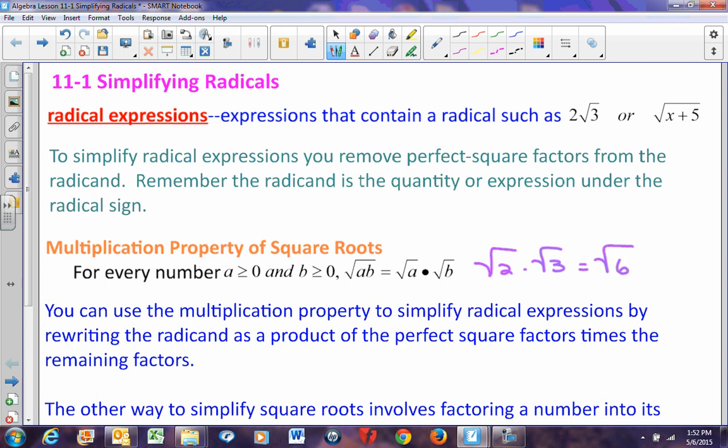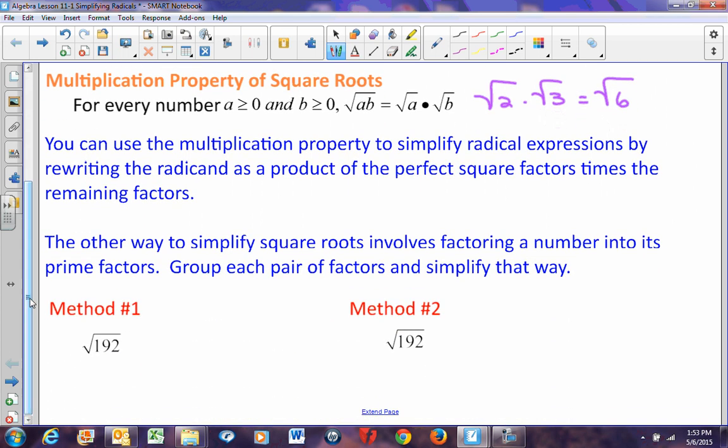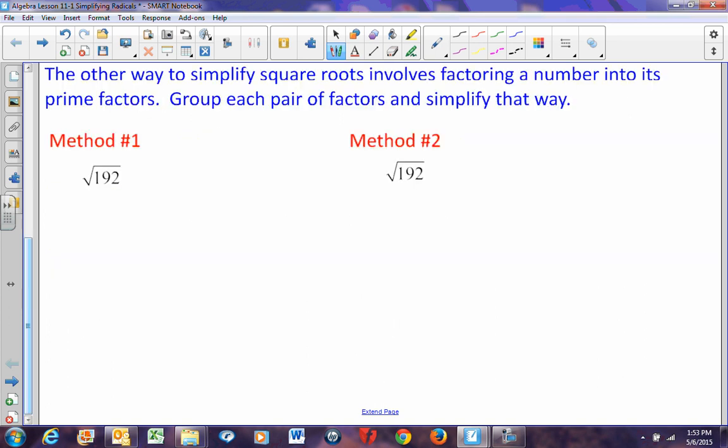So, you can use this property to simplify radical expressions by rewriting the radicand as a product of the perfect square factors times its remaining factors. Okay? There are two ways to do this. Pretty much, I use only one way because it's a lot easier for you. I will teach both ways, and if you're good at figuring it out, that's great. If you're not, that could be a problem. So method 1 says that you should find as many perfect square factors as you can.